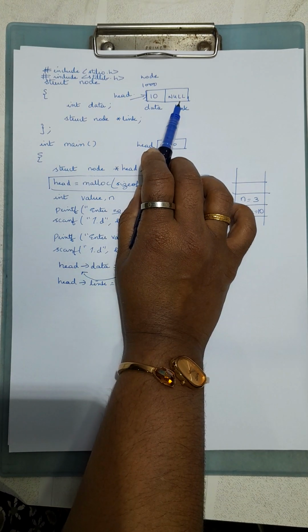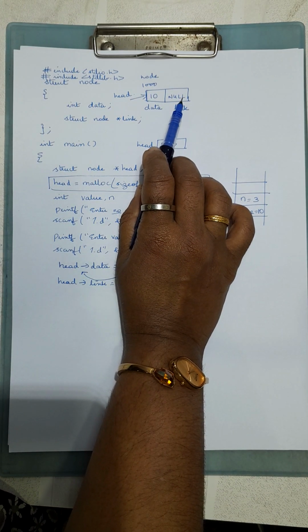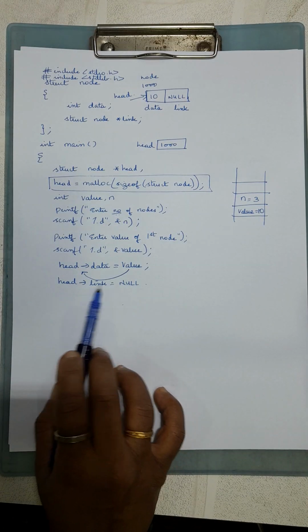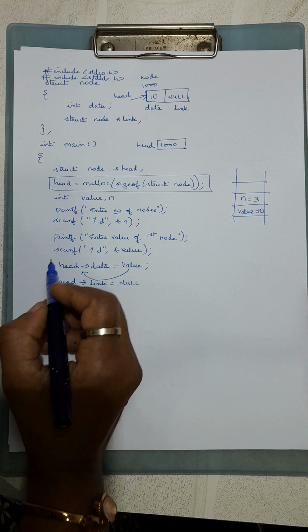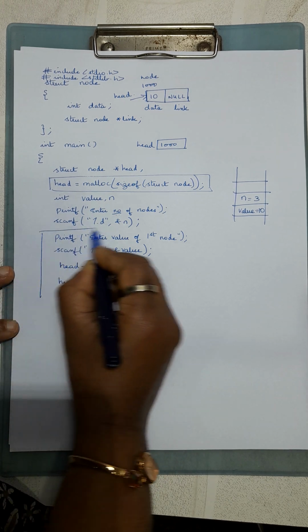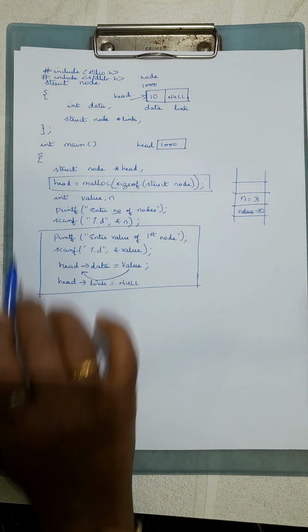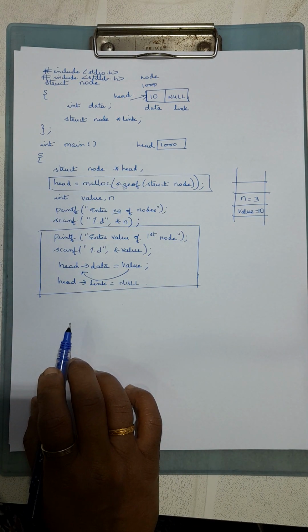next part is the link part. The link part is a pointer variable, so it holds only an address. Initially, let me put the address value as null. So this is how you create the first node. These 4 lines will tell you how to create the first node in a linked list.